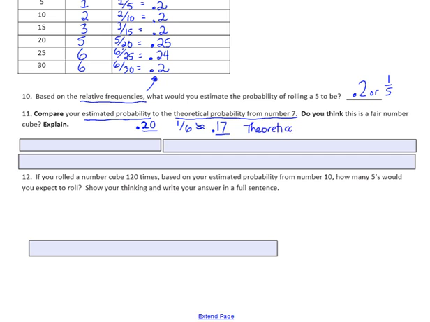The theoretical 0.17 is close to the estimated 0.2. When the estimate approaches or is close to the theoretical, that is a good indication that it is a fair number cube. Remember, when you do the actual experiment, the more you do the experiment, the closer the estimated probability will approach the theoretical probability. And 17 is close to 20.